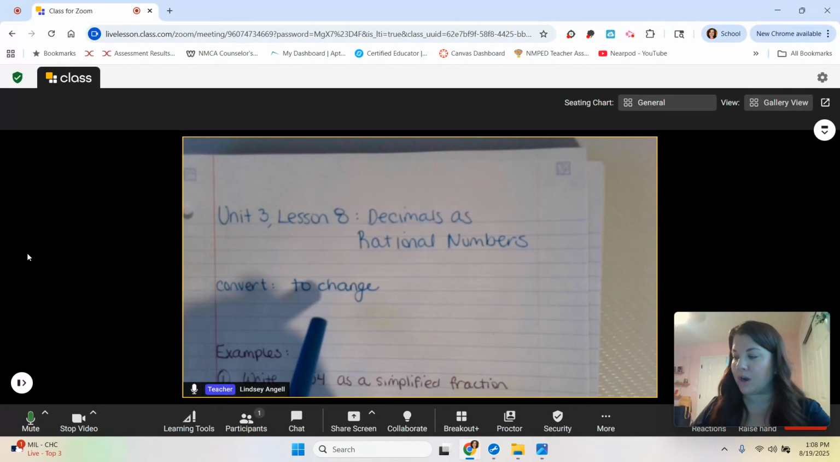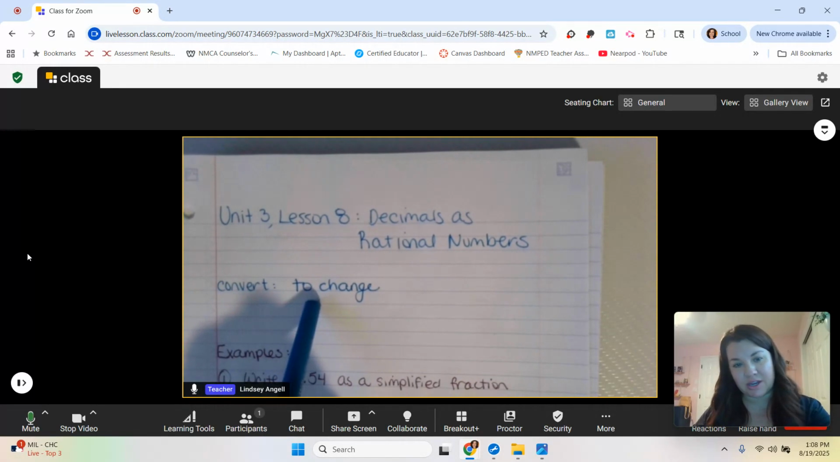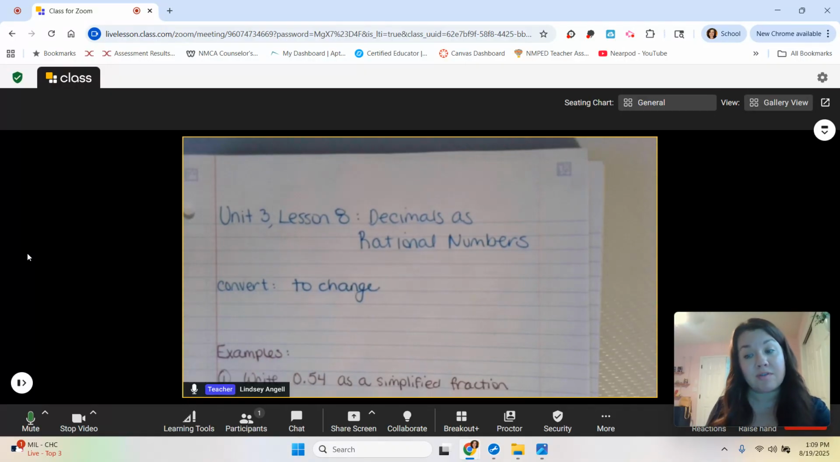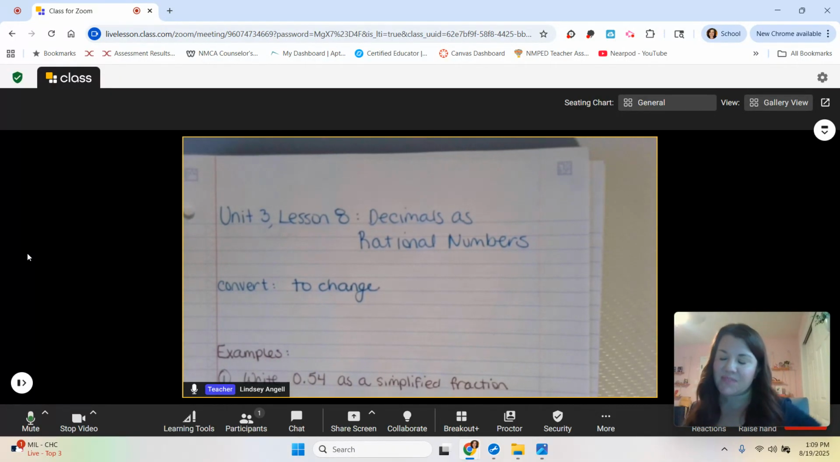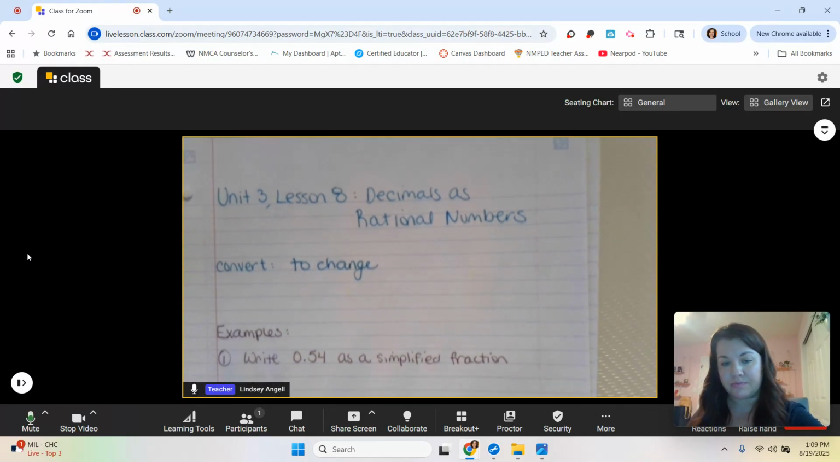So one word that is defined in your lesson is to convert. Convert means to change. So we're going to be converting decimals to fractions, okay? It's a pretty quick lesson today, so I'm just going to get straight into the examples.